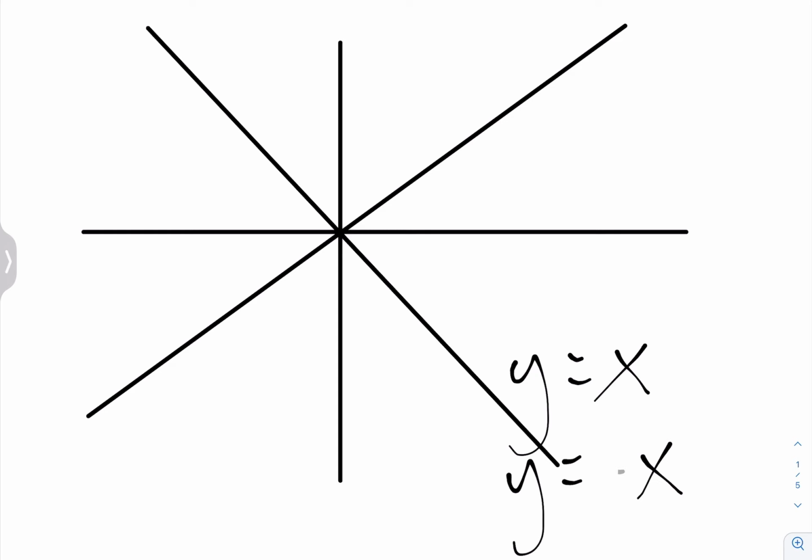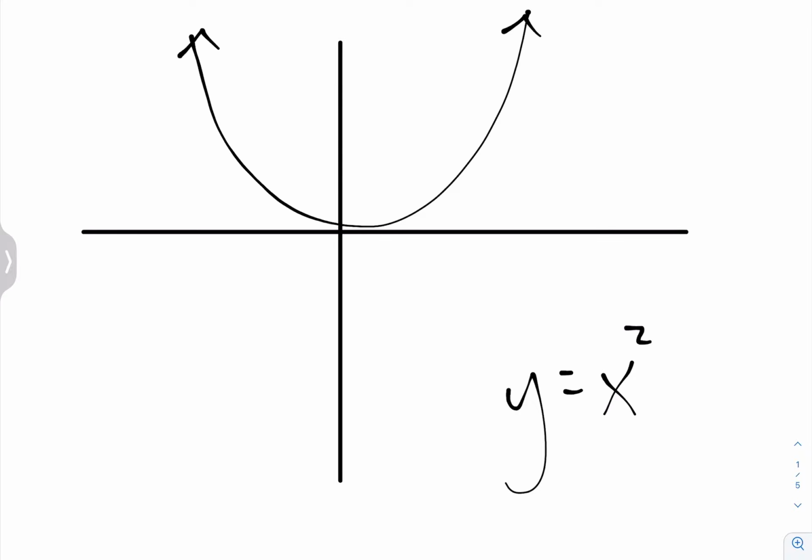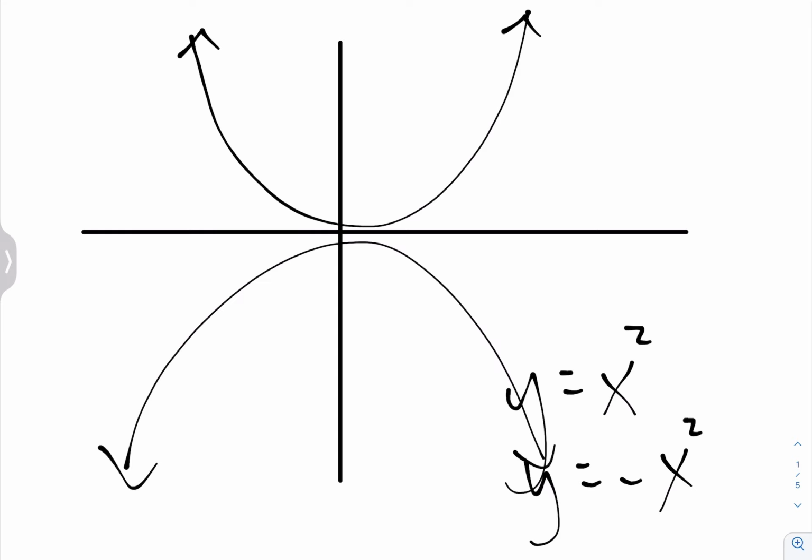Now let's take an example for x squared. Let's say we had y equals positive x squared. This is going to be a positive even function. It's always going to start top left and top right. And if we had y equals negative x squared, so a negative even function, it's going to start bottom left and bottom right.